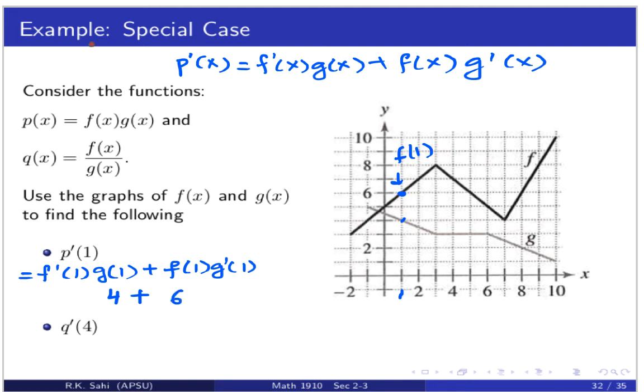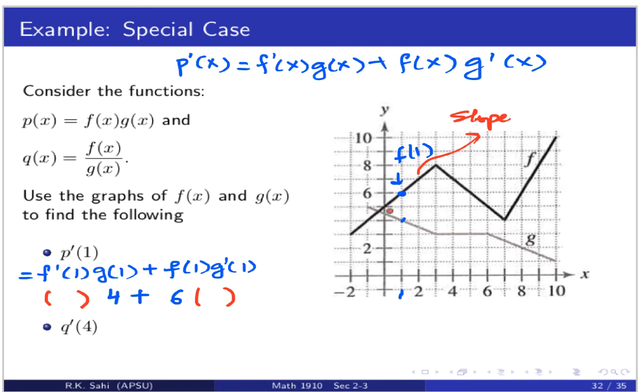Now we have to fill in g prime of 1 and f prime of 1. What is f prime of 1? It is the slope of the tangent line to the graph of the function at x equals 1. And because this is a line, f prime is nothing but the slope of the line. So what is the slope of f at 1? Look at this one. We need to find the slope. So what is the slope of this line?